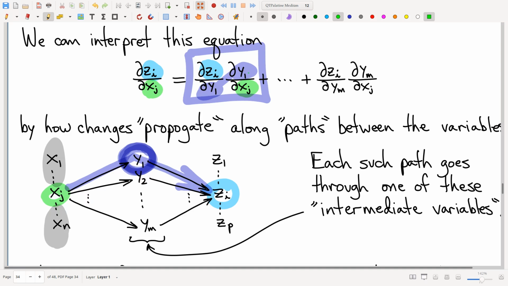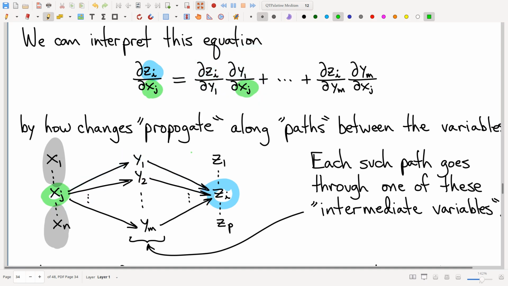So the way to look at it, for example, for y1 to zi, is how much y1 is changing and what that is going to result in for the change of zi. This is going to change by some amount, and this is going to change by some amount, and along this arrow we're just looking at the factor. By what factor would I multiply this change to get that change? That gives you this factor right here.